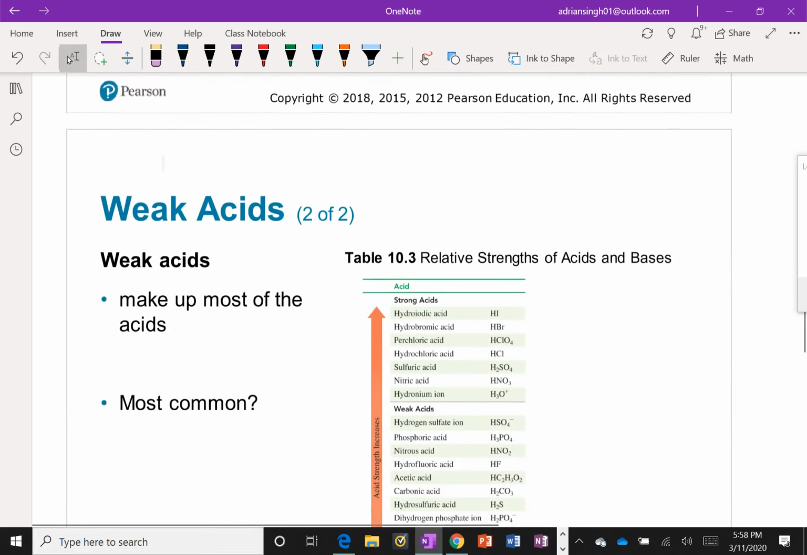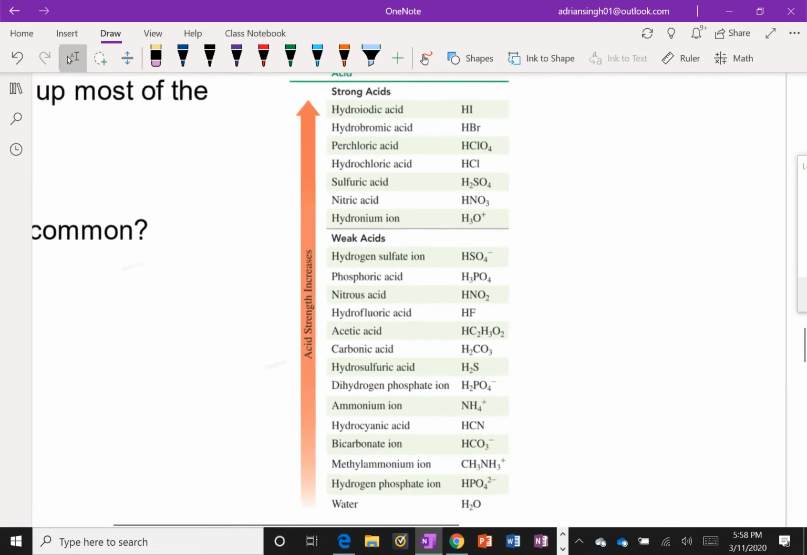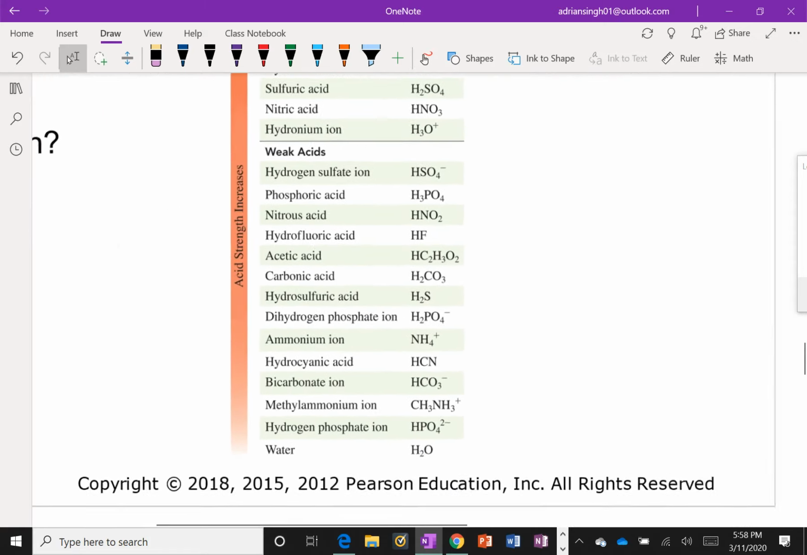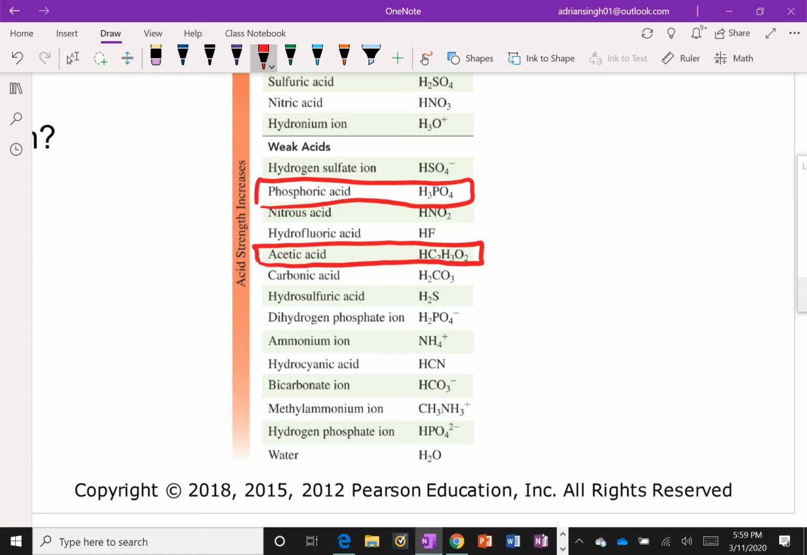All right, and then the weak acids, again, the majority of the acids that you're going to encounter are weak ones, and out of those, there are several that are more common than others. And there are 3 also that we mentioned the last time, all right? So I'm not sure if you remember those, but they were phosphoric acid, H3PO4, which is often found in stuff like your soda, for instance. There is acetic acid, which is in vinegar. Vinegar is just a dilute solution of acetic acid.